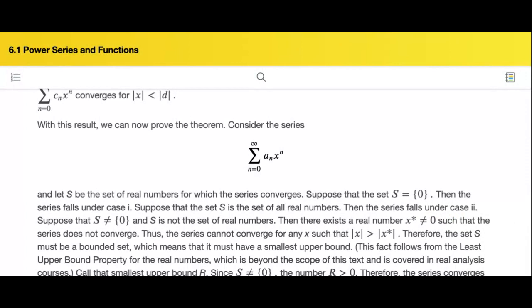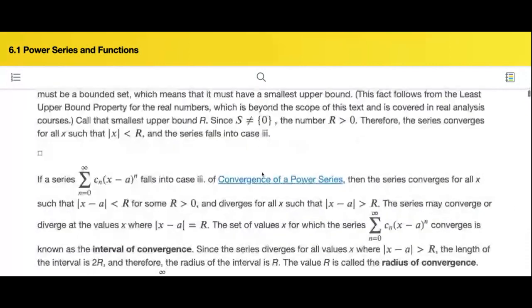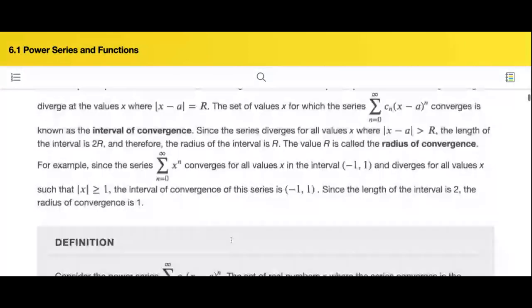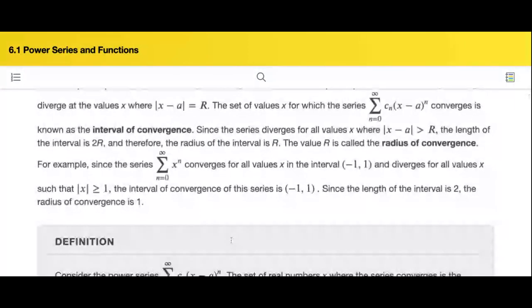A power series always converges at its center. There's no surprise, because if it's at its center, think about x equals a, so x minus a equals 0. So we're only left with a constant term, and a constant term is a finite number. So that means the series always converges at its center.